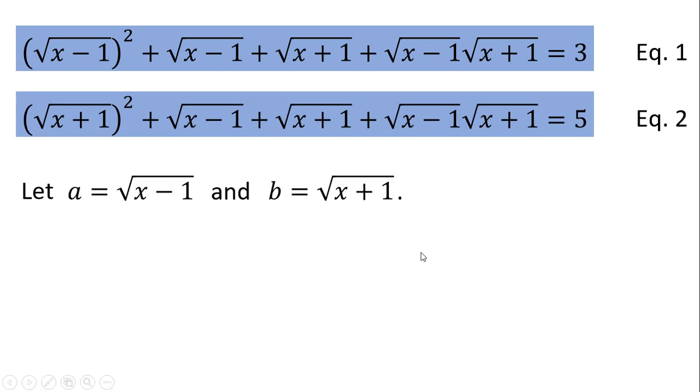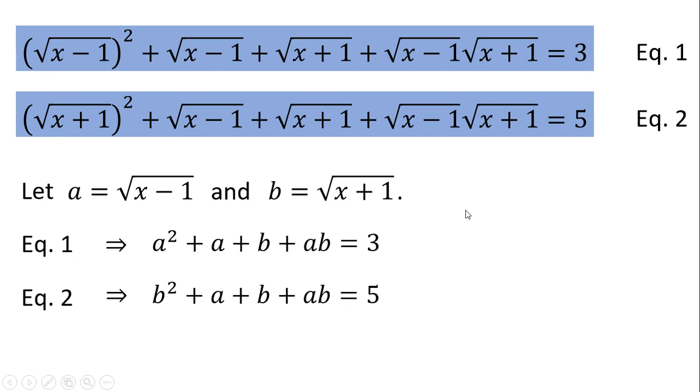This time we can apply the substitution method. I will let a be equal to the square root of x minus 1 and b be equal to the square root of x plus 1. If we replace these components with a and b respectively in our two equations, equation 1 becomes a squared plus a plus b plus ab equals 3. Similarly, equation 2 becomes b squared plus a plus b plus ab equals 5.